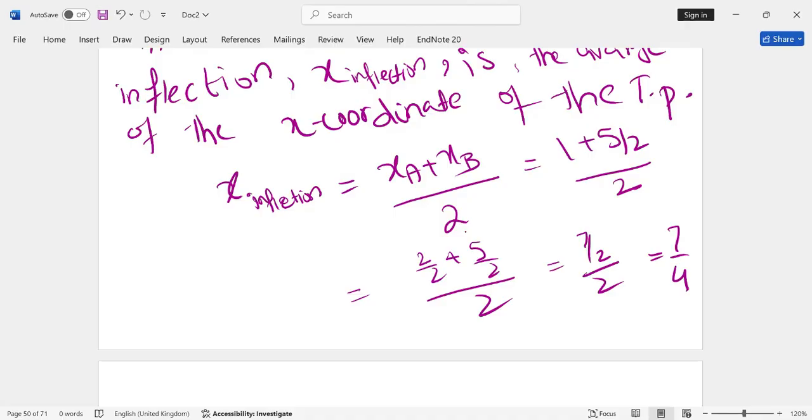Now look at the shape of the graph. Before the point of inflection, the curve is opening downward, and after the point of inflection, the graph is concave up. Therefore f is concave up for x greater than 7/4. So this is the required answer for this question. Now move toward the next question.